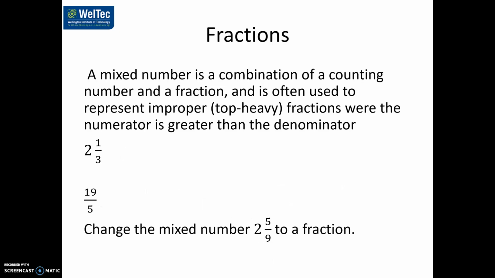Okay, a mixed number. 2 and 1/3 is 6 over 3 plus 1 over 3, equals 7 over 3. 19 over 5, we could just divide 5 into 19 and get the answer. 5 into 19 is 3 and 4 left over, so we'd write it as that.